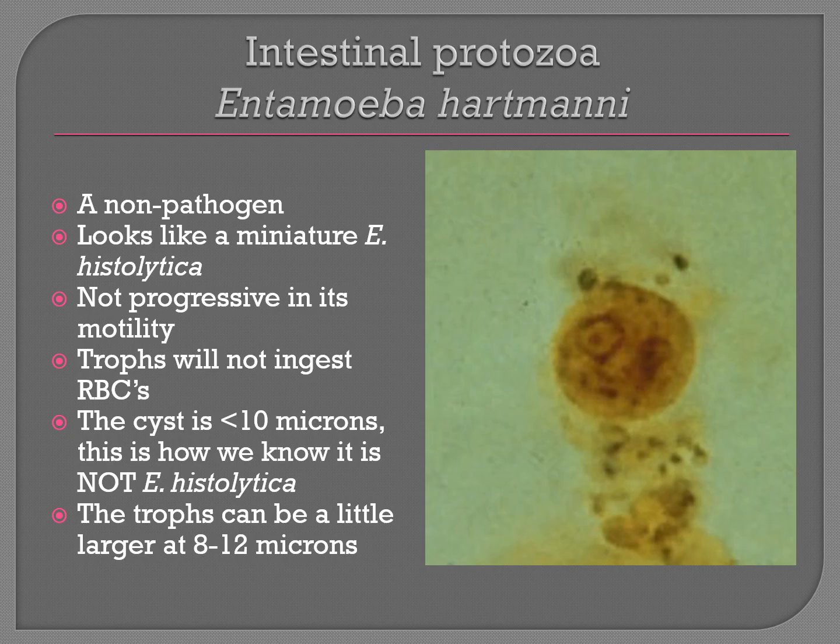Entamoeba hartmanni is a non-pathogen. It kind of looks like a miniature E. histolytica. Its motility is non-progressive, so that's how it differs from E. histolytica also, because E. histolytica has very directional progressive motility. For E. hartmanni, the trophs are not going to ingest red cells, and the cysts are very small at less than 10 microns. E. histolytica is usually greater than 10 microns. Now, the trophs of Entamoeba hartmanni can be a little larger at about 8 to 12 microns.